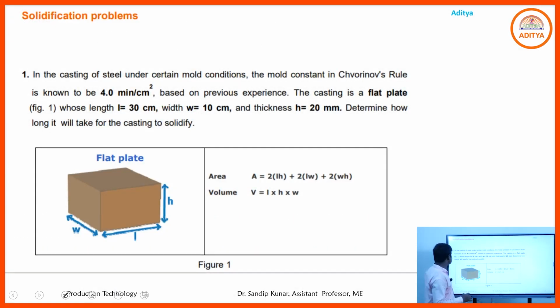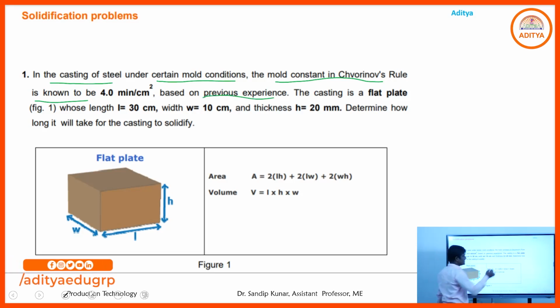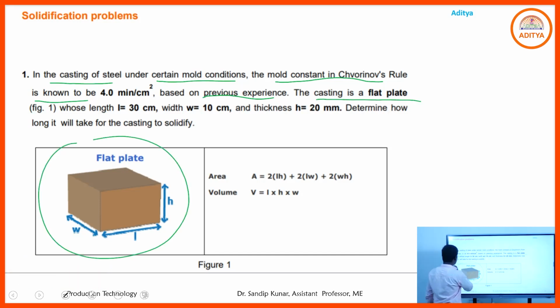So, some mathematical calculations. We have seen a particular problem in the casting of steel under certain mold conditions. The mold constant in Chvorinov's rule is known to be 4.0 minutes per centimeter squared. Based on previous experiments, the casting is a flat plate. In figure 1 we have seen that its length L is 30 centimeter.